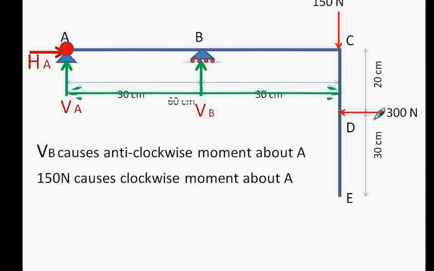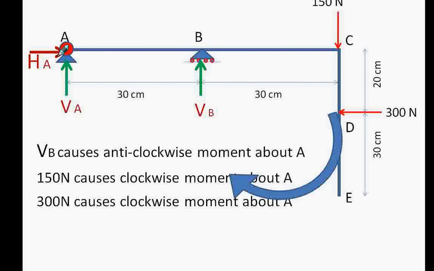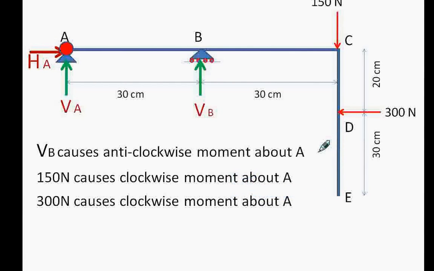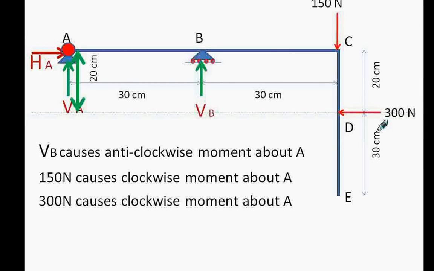Similarly, I'll take the next force, 300 Newton. The 300 Newton causes clockwise moment about A. How is it clockwise? See, this is how it rotates about the moment center A. If I just extend this, it must rotate like this about A, in the clockwise direction, and hence it is positive. What is the distance? The distance of this 300 Newton from A is this height, the perpendicular distance, which is 20 centimeters. So force 300 Newton multiplied by distance 20 centimeters gives the moment due to 300. This is clockwise, and hence it is positive.